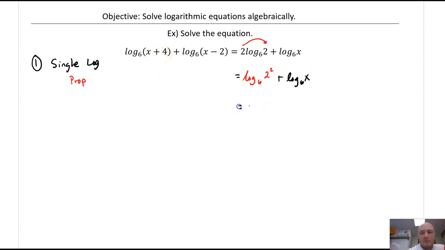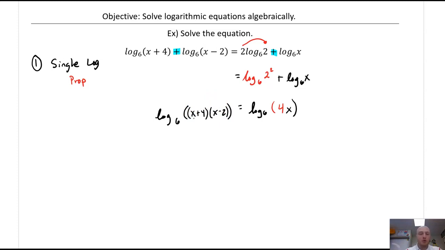And let me go ahead and rewrite this. So log base 6 of, and here I'm going to use the product property. So I had 2 squared, that's 4. I hope you guys are okay with that. And then I have this x here. So that's 4x on this side. I multiply, right? Because I'm adding. And then over here on the left, I'm adding, so I multiply too. So this is log base 6 of x plus 4 times x minus 2. Single logarithm on both sides.